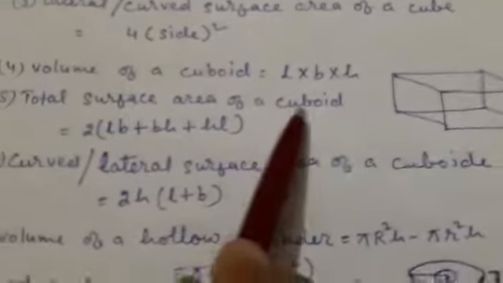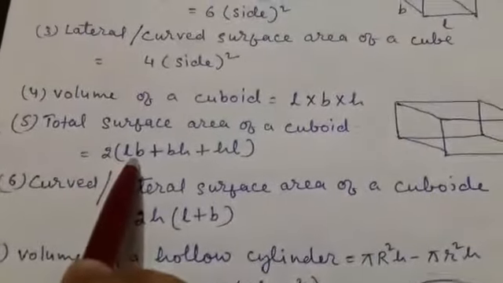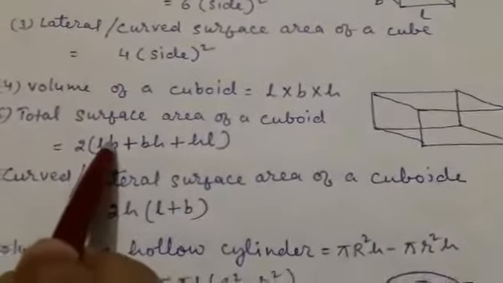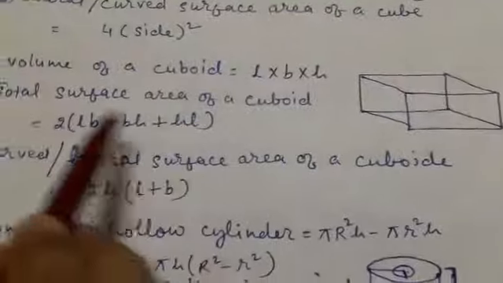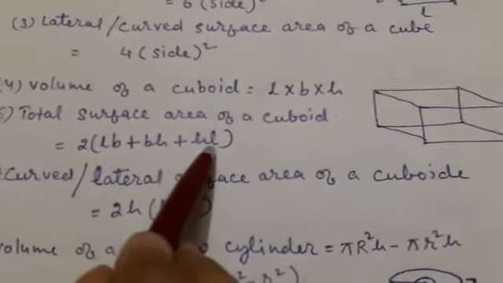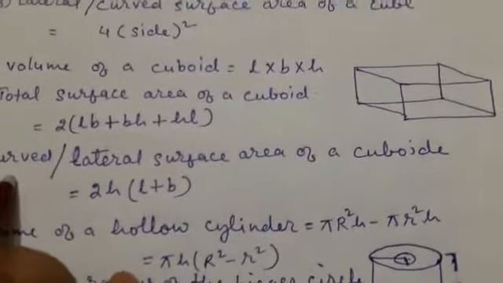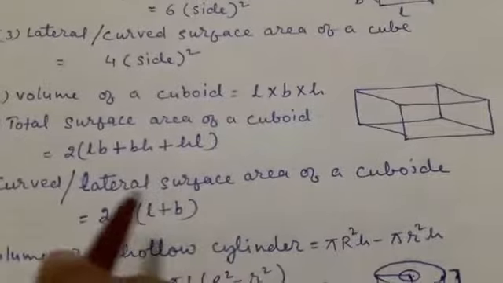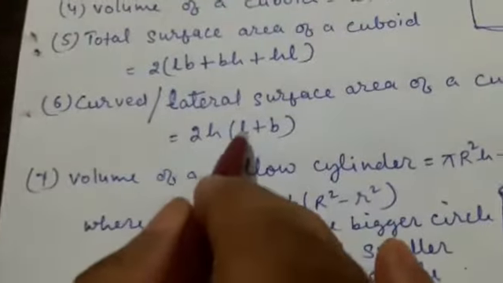Now, total surface area of a cuboid is equal to 2 into LB, LB means length into breadth, plus breadth into height plus height into length. In short form, we call it 2 into (LB plus BH plus HL). Sixth rule is curved or lateral surface area of a cuboid, that is equal to 2 into H inside the bracket (L plus B).